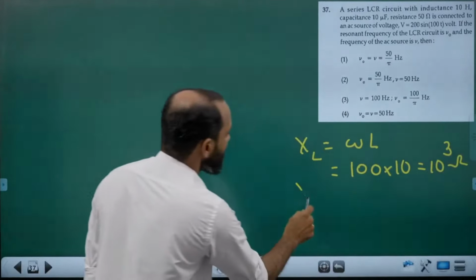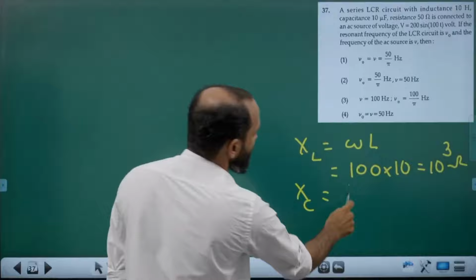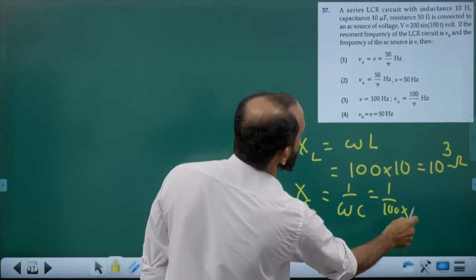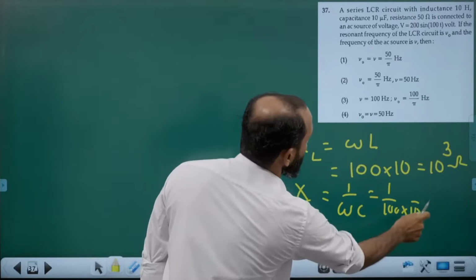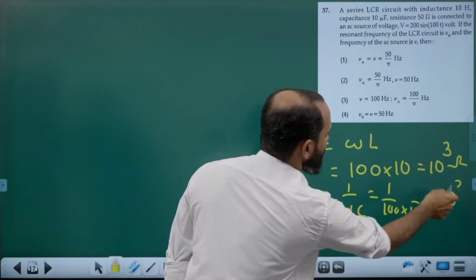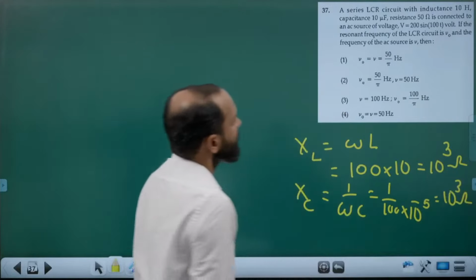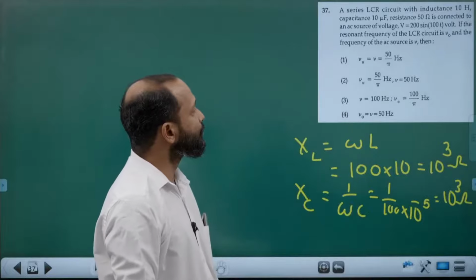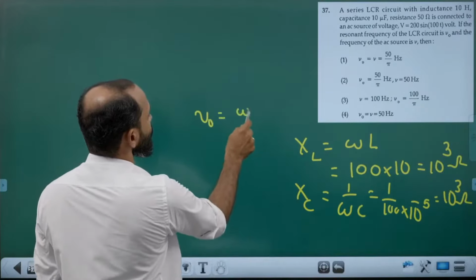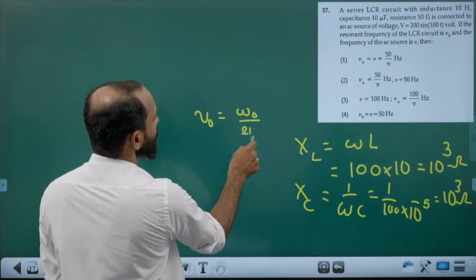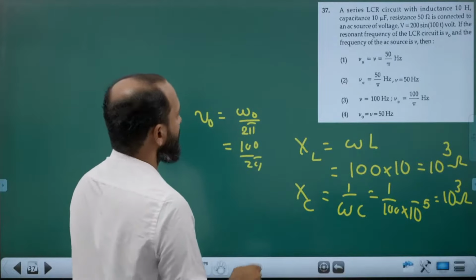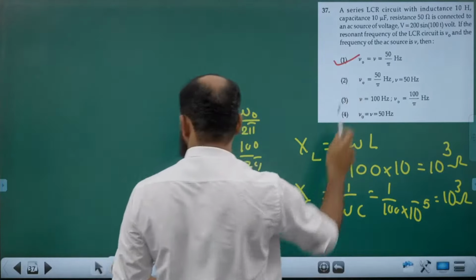Now what is XC? Capacitive reactance is equal to 1 by omega C. 1 by 100 times C, which is 10 power minus 5. Okay, so we get that also 10 power 3, that is the circuit is resonating. So nu is equal to nu zero. What is the frequency? Resonant frequency nu zero is equal to omega 0 divided by 2 pi. Omega 0 is 100 divided by 2 pi, so 50 by pi. So correct answer is option 1. 37, option 1.